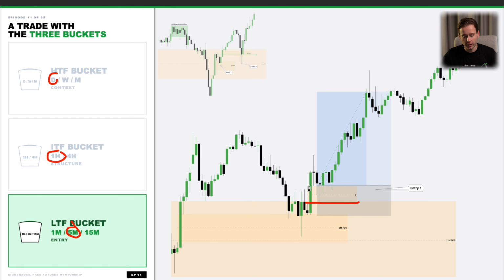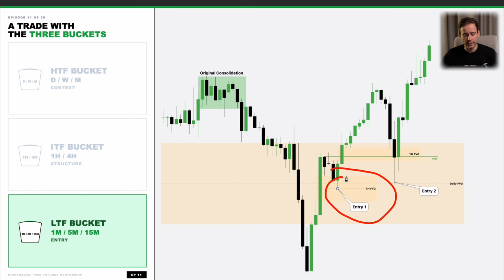You can take your entry in the 5 minute fair value gap after we took liquidity inside this fair value gap to take a really clean trade, 1, 2, 3. So the first entry, pretty easy to determine.